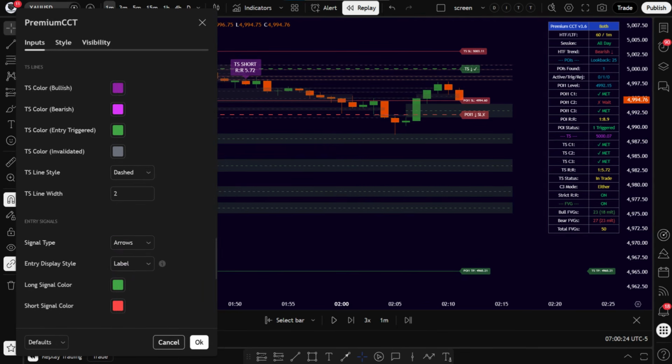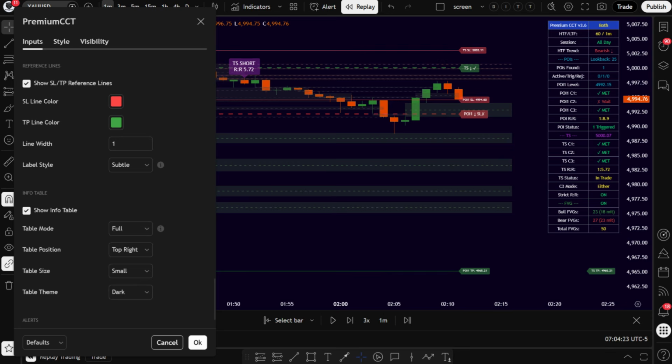For turtle soup lines, you have the same customization options. The default colors are purple for bullish and fuchsia for bearish, but you can change these to anything you prefer. For stop-loss and take-profit reference lines, you control whether they show or hide completely. Stop-loss color defaults to red. Take-profit color defaults to green, and line width goes from 1 to 3 pixels.